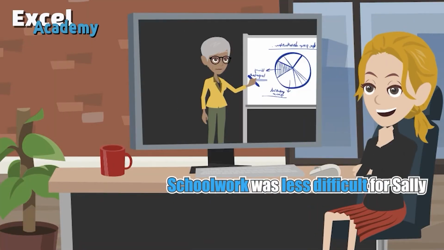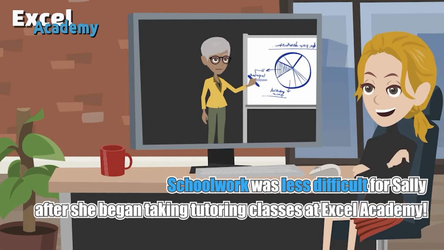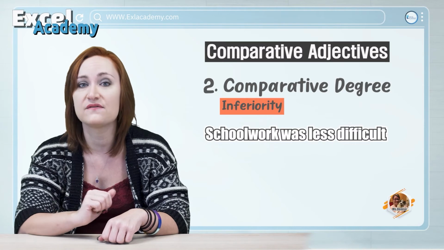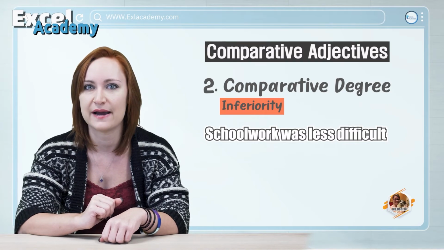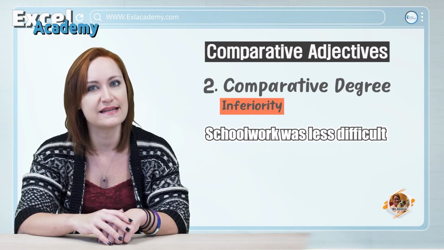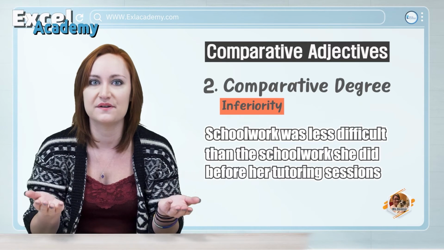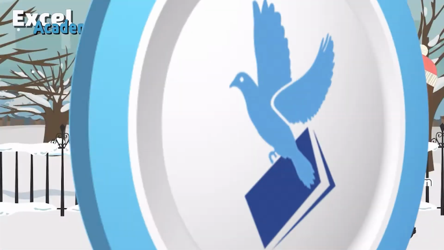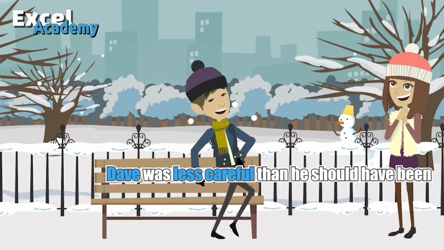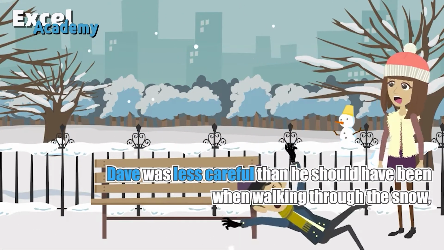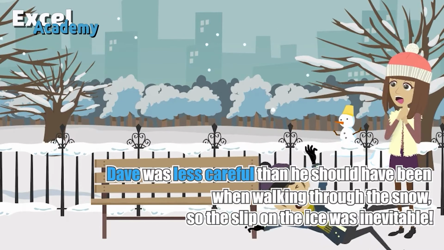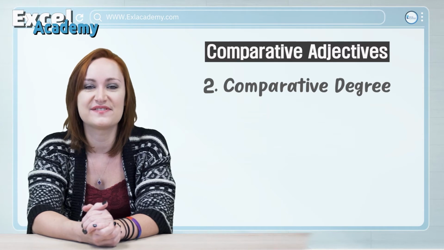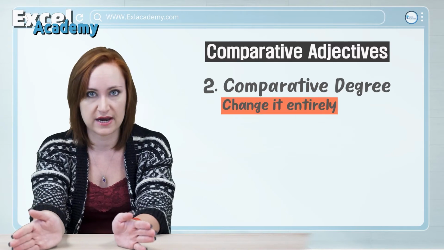Schoolwork was less difficult for Sally after she began taking tutoring classes at Excel Academy. Notice here that we did not specify exactly which 2 things are being compared, but we can figure out pretty easily. The schoolwork now is less difficult than the schoolwork she did before her tutoring sessions. Let's see another. Dave was less careful than he should have been when walking through the snow, so the slip on the ice was inevitable. That sounds painful.